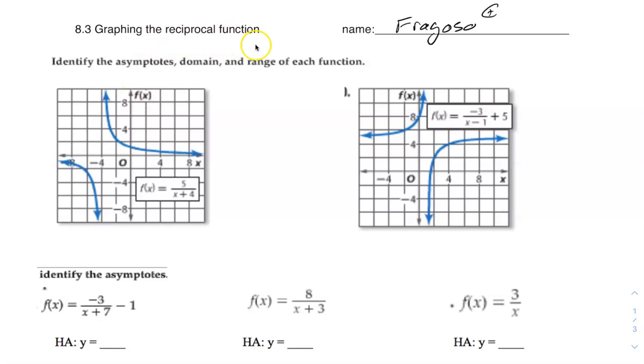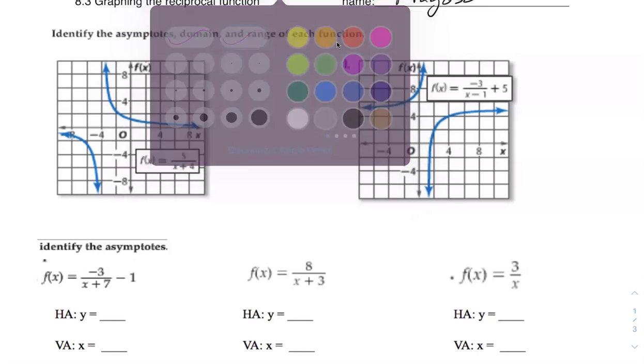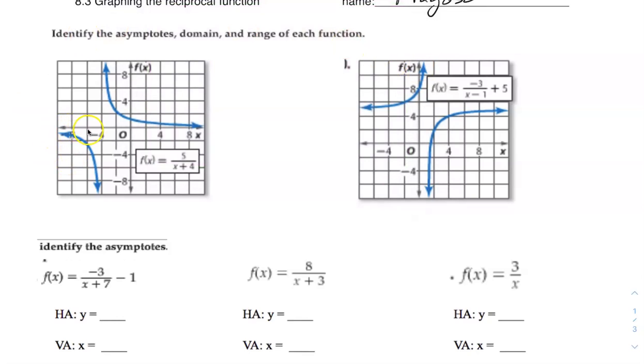8.3, graphing the reciprocal function. Let's go to this worksheet. So they want me to identify the asymptotes and domain and range of each function. So the asymptotes, the horizontal one you kind of see right here, right? It's at y equals 0. If you look at the graph, the horizontal asymptote is y equals 0.